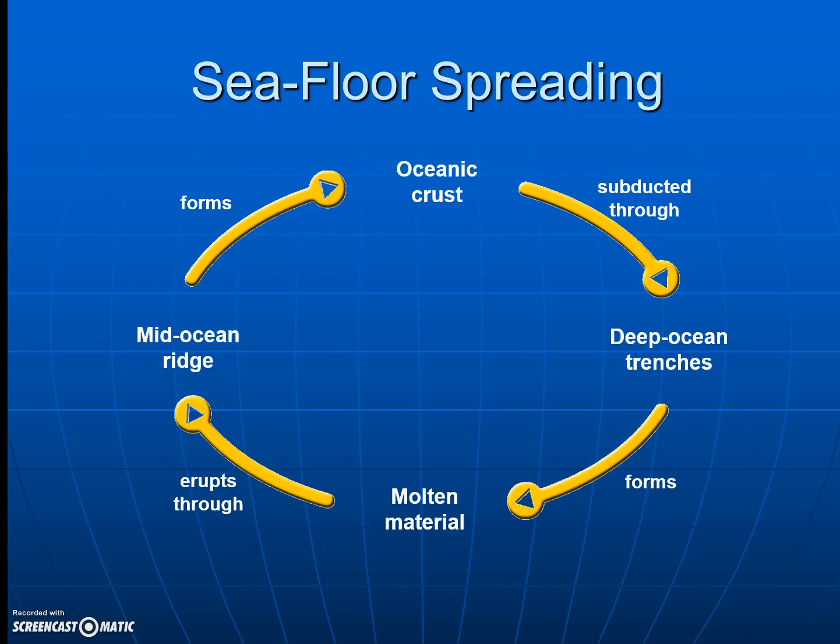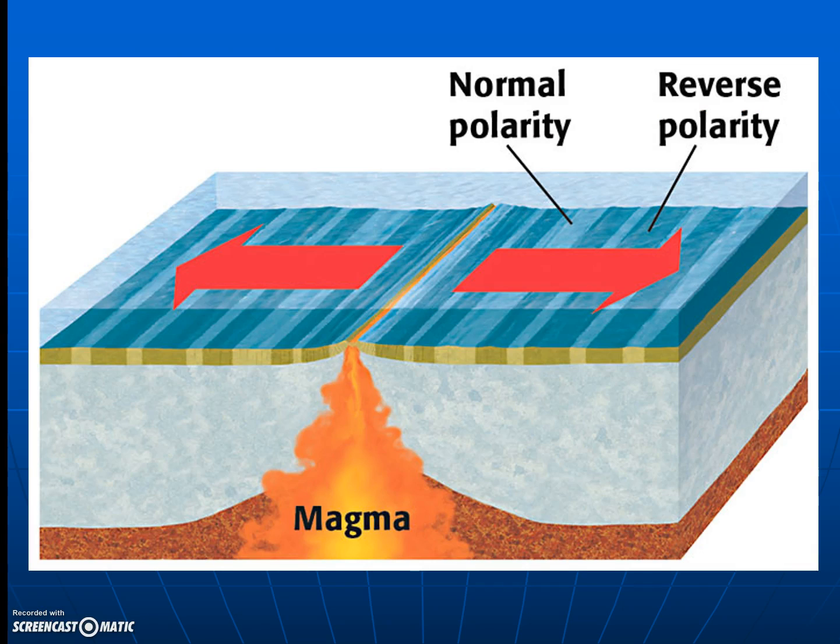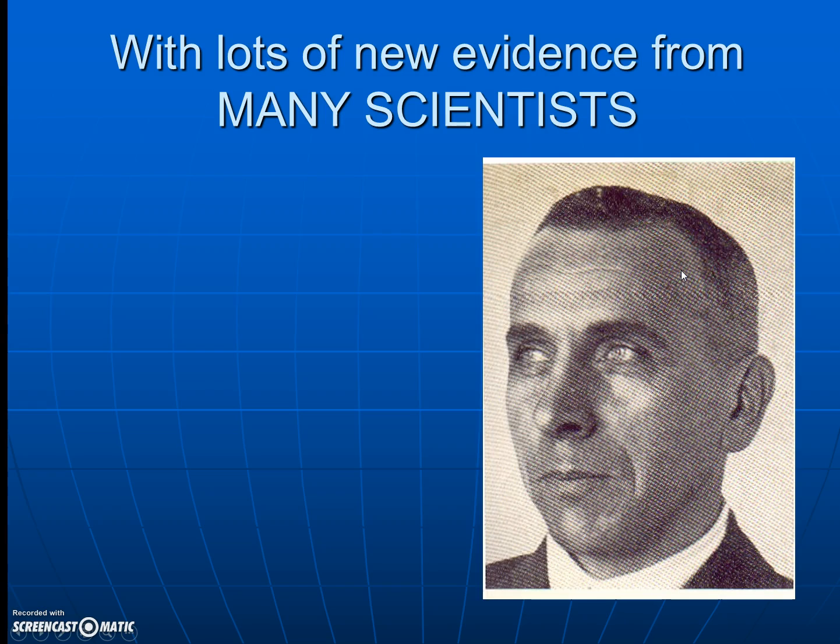So you can look at this if you want to. All right. They also noticed that there was a magnetic reversal in the ocean. You don't really need to know about that. But then the normal polarity would go this way, the reverse polarity would go that way. Don't worry about it.